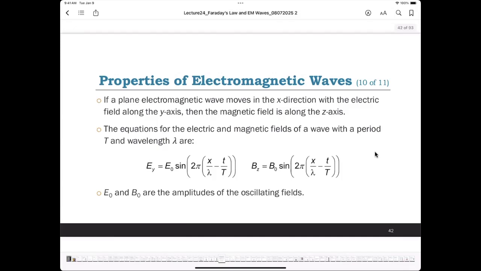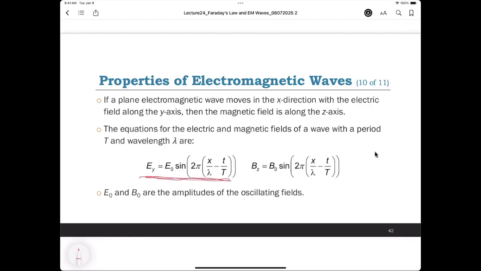If a plane electromagnetic wave moves in the x direction with the electric field along the y direction, then the magnetic field is along the z axis. The equation for the electric and magnetic fields of a wave with period T and wavelength lambda are these. This is the electric field equation, and this is the magnetic field equation.